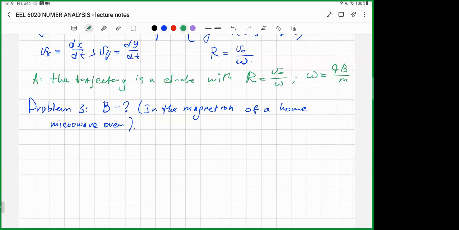So you might know that a microwave oven uses microwaves to heat food, right? And the frequency of microwave ovens is pretty standardized. It's around 2.45 gigahertz, okay? And giga is 10 to the power of 9, right? So 2.45 times 10 to the power of 9 hertz. Okay, so more than 2 billion times per second the field oscillates. So it's very, very fast oscillations.